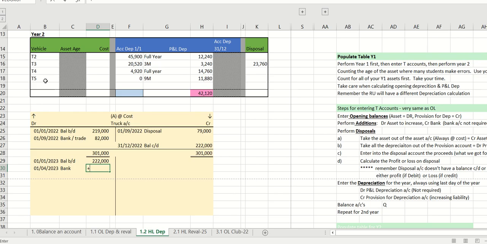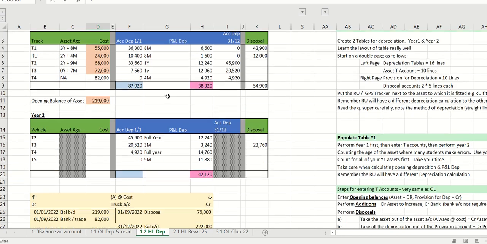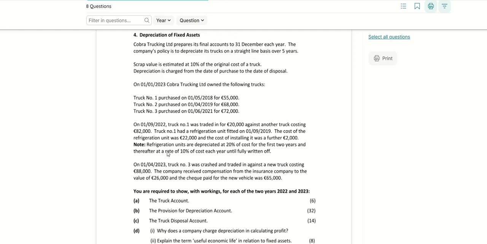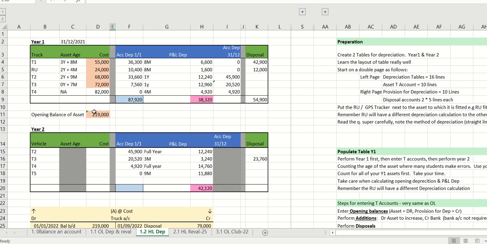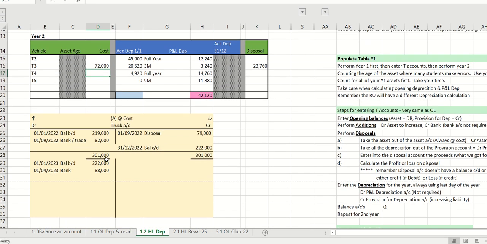Okay, so we bought truck 4, and truck 4 cost 88,000. Okay, so we had a crash, bought a new truck, 88,000 coming in. Yeah. So perform additions. Lovely. Perform disposals. So we're getting rid of truck 3. So truck 3, 72,000. I'm just going to put that in there to help me so I don't make a mistake.